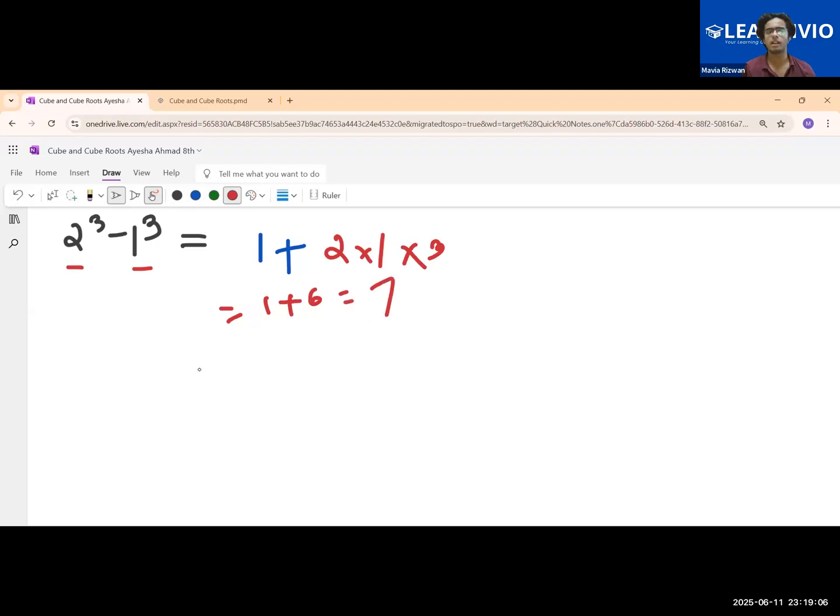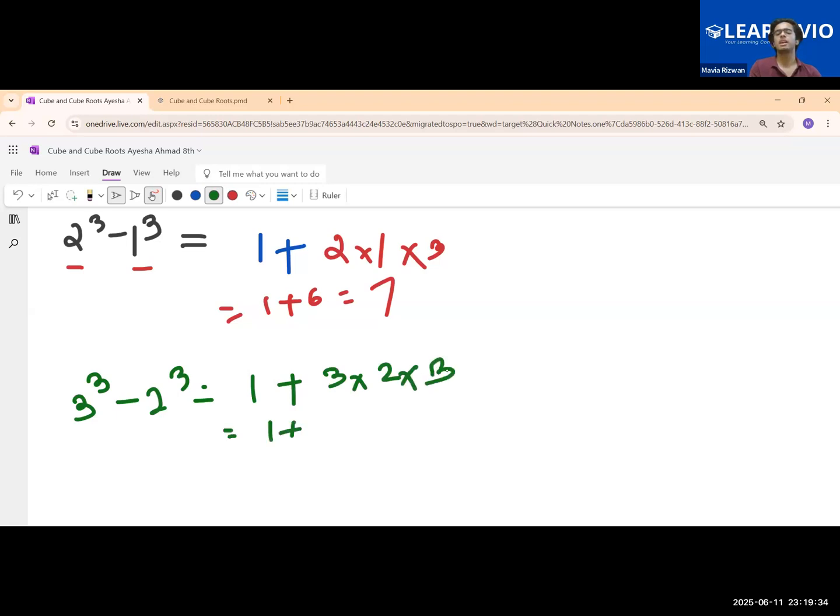Okay, I'll give you another one, it will be more clear by that. I have 3 cube minus 2 cube. This would not be true for 4 cube minus 1 cube. This is only true for consecutive numbers. So for 3 cube minus 2 cube, first of all write 1 plus, now the two numbers which we are cubing, multiply them. So 3 into 2, and since we are cubing, multiply with 3. This is a pattern which I have given. So 1 plus 3 times 3 is 9, times 2 is 18. So 1 plus 18, that is 19. Is this clear, Aisha, now? What the pattern is?